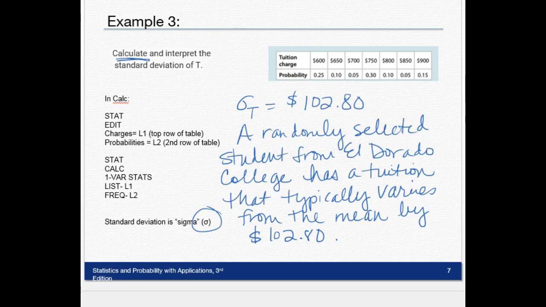Okay? Again, some of these parts of the sentence you're going to use every time you interpret standard deviation. So I'm going to highlight the pieces that are unique to this situation with El Dorado College. A randomly selected student from El Dorado College has a tuition, because that's what we're measuring. It typically varies from the mean by this. Okay, so if I didn't highlight it, you should see it in every sentence. The parts that I did in yellow are going to change problem to problem. That's the context of the problem that you have to read for and apply correctly.